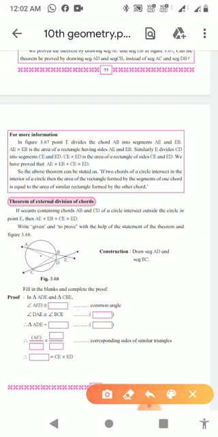If we see the diagram, after this construction we will get two triangles. The first triangle is triangle ADE, this particular triangle. And we get another triangle, triangle CBE. So we get these two triangles after doing this construction.